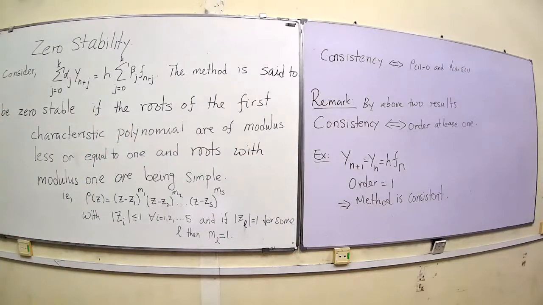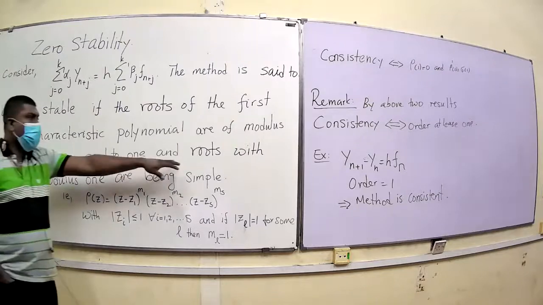Okay, so this is how we define zero stability. The way we define it is, first, we write down the characteristic polynomial, the first characteristic polynomial rho of z. That is the first thing you have to do when you want to check the zero stability of the method. After writing it down, you factor it or find the roots of the first characteristic polynomial. After finding the roots, you take the modulus of all the roots.